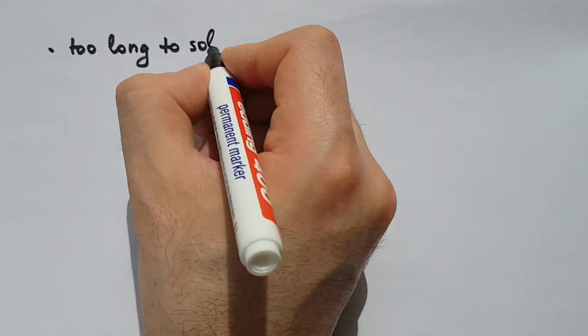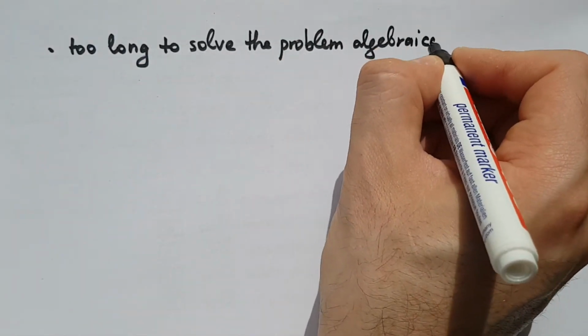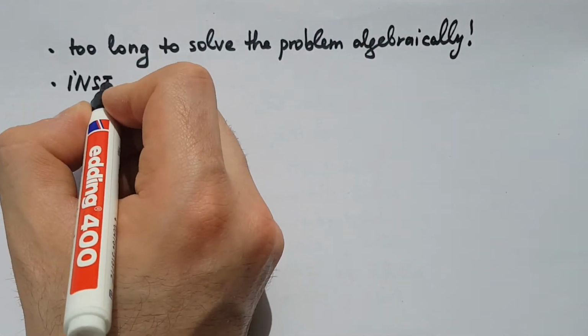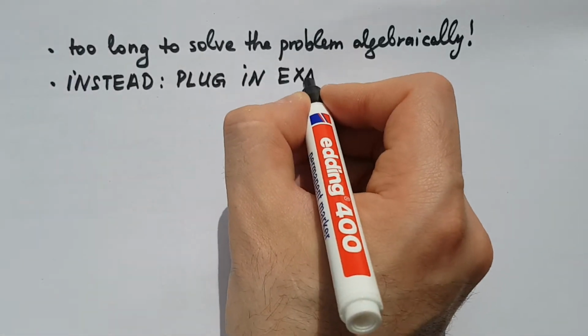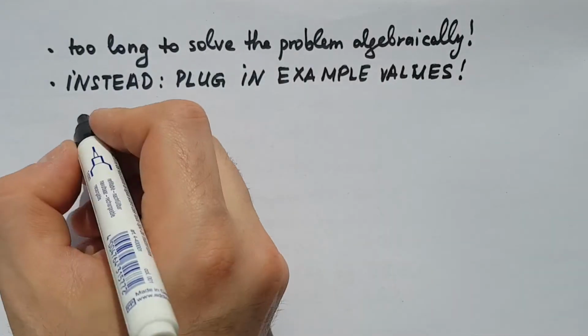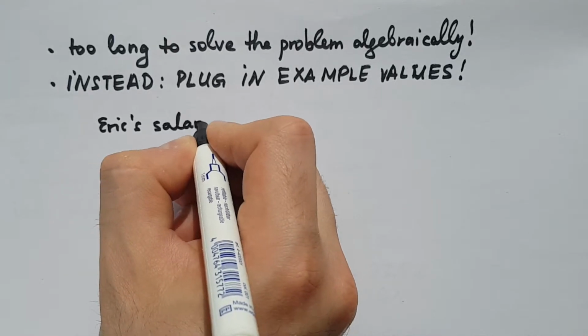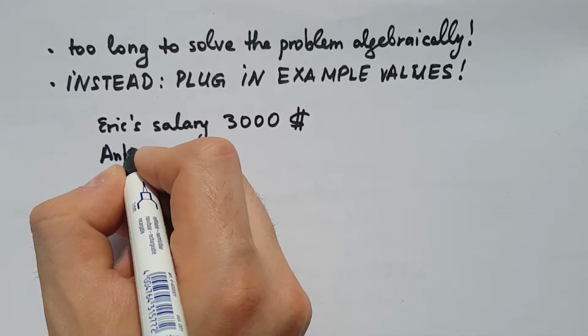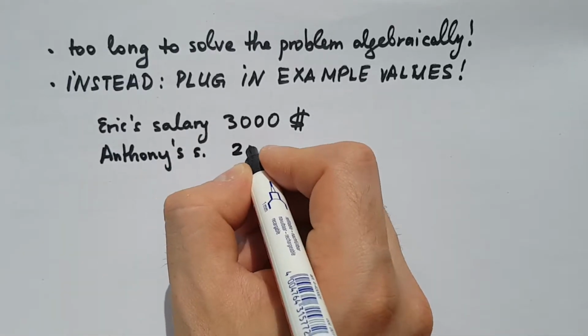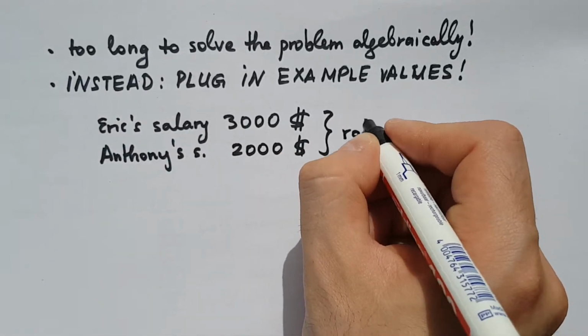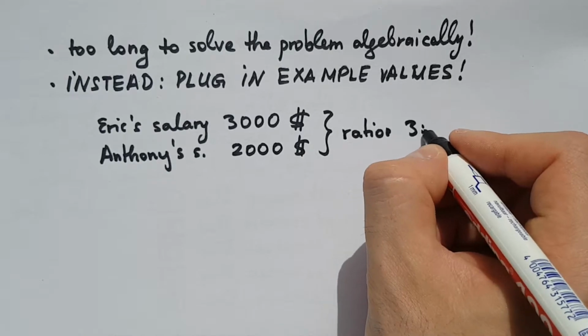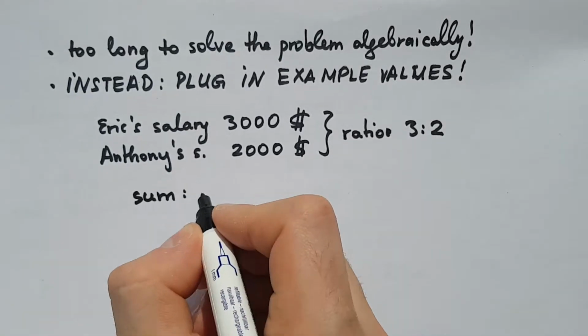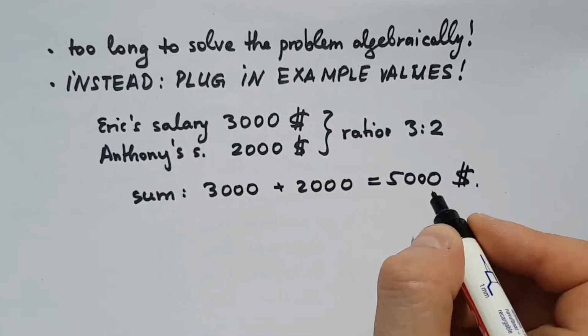Now it takes too long to solve the problem algebraically. Instead, we shall plug in example values. Let us assume that Eric's salary is $3,000. Anthony's salary is $2,000. This gives the required ratio of 3:2, and the sum of both salaries is $5,000.